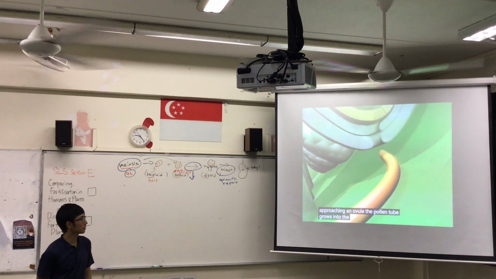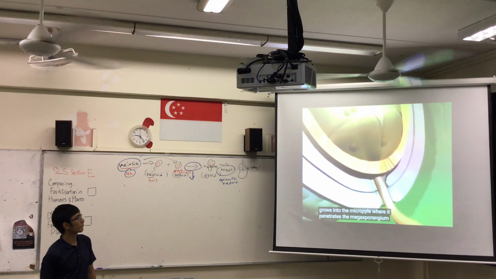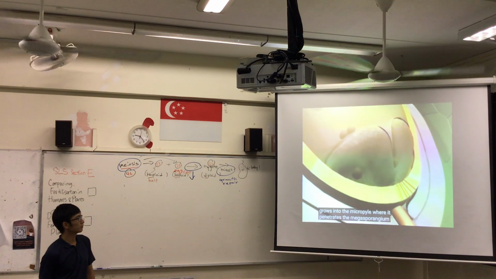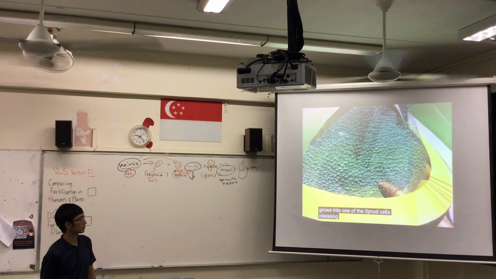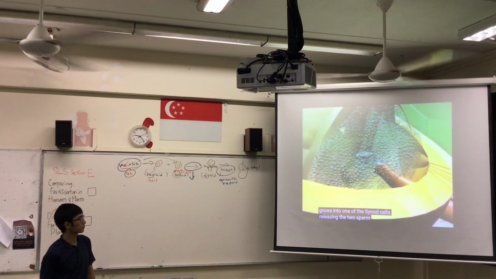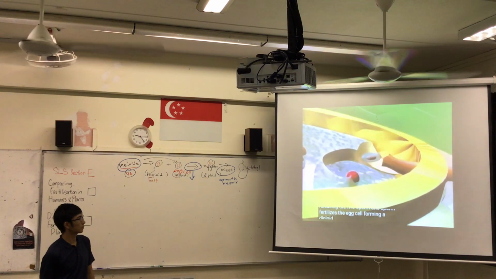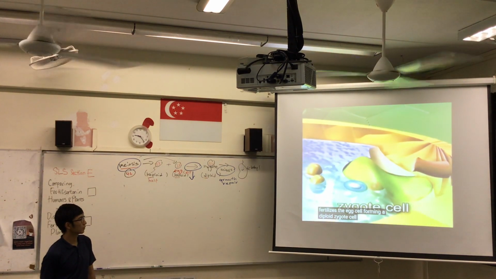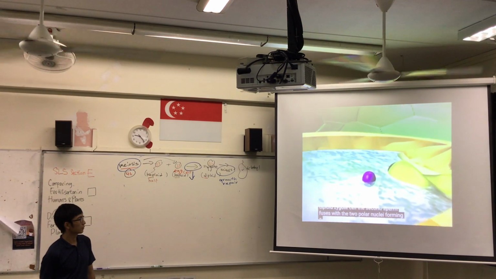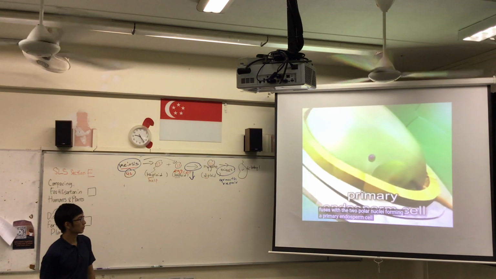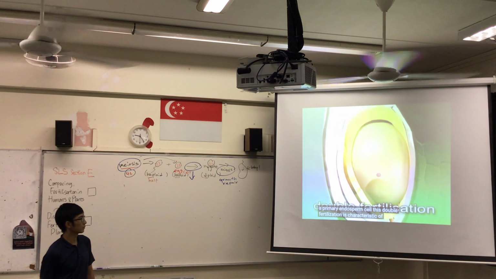The pollen tube grows into the micropyle, penetrates the megasporangium. It then grows into one of the cylindrical cells, producing two sperm. One sperm fertilizes the egg cell, forming a diploid zygote cell. The second sperm fuses with the two polar nuclei, forming a primary endosperm cell. This double fertilization is characteristic of all angiosperms.